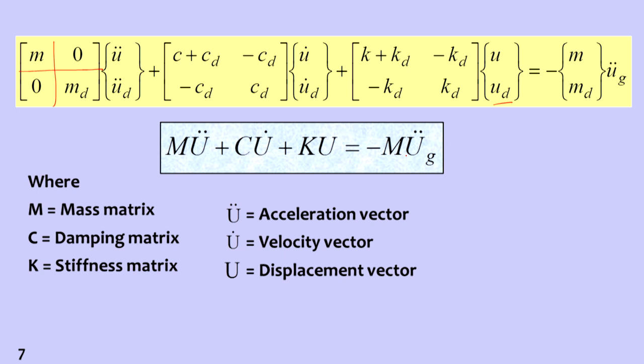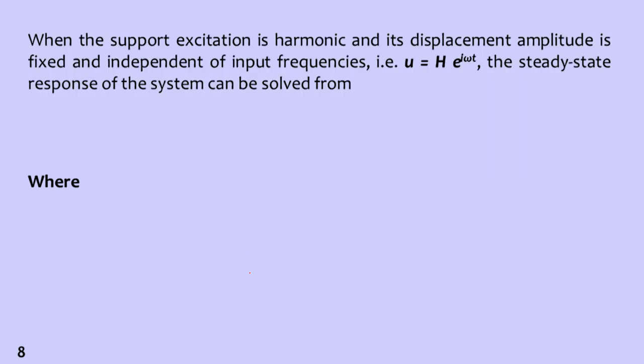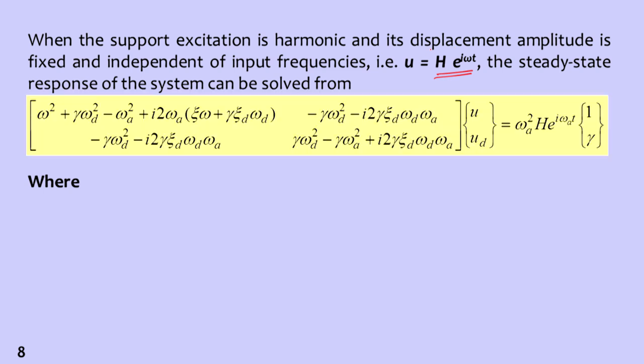So where M is the compound mass matrix, C is the compound damping matrix, K is the compound stiffness matrix, U double dot is the acceleration vector, U dot the velocity vector, and U the displacement vector. When the support excitation is harmonic, its displacement amplitude is fixed and independent of input frequencies, that is U is equal to h e to the power of i omega t. So this is the assumed displacement profile. This is in steady state response.